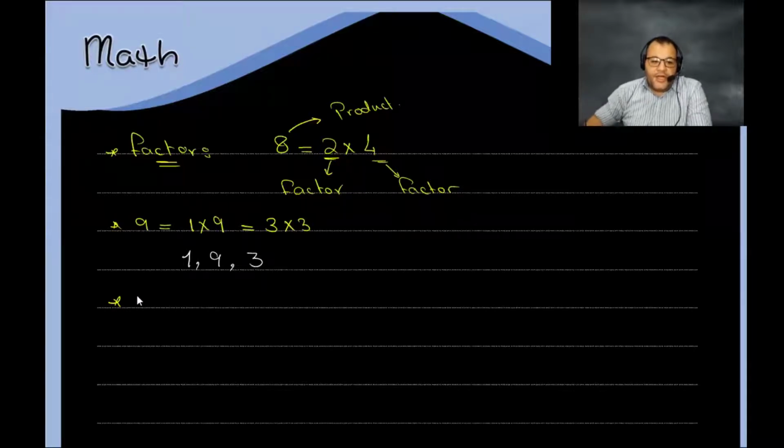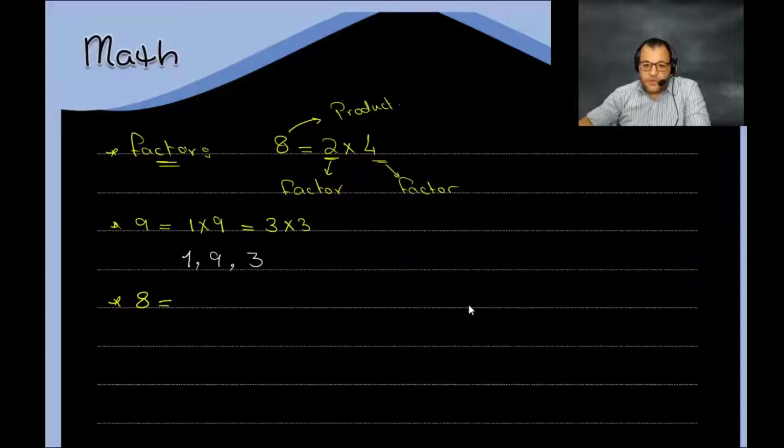So again, I need the factors of 8. What are the factors of 8? If you know the answer, please raise your hand. Abdurrahman? The factors of 8: 2 times 4 or 4 times 2 or 1 times 8. 2 times 4 and 1 times 8.